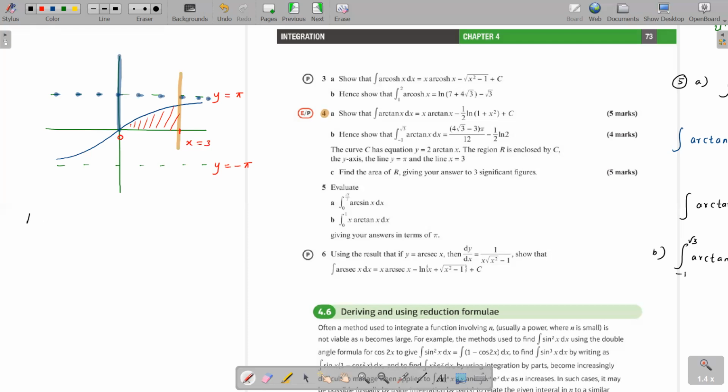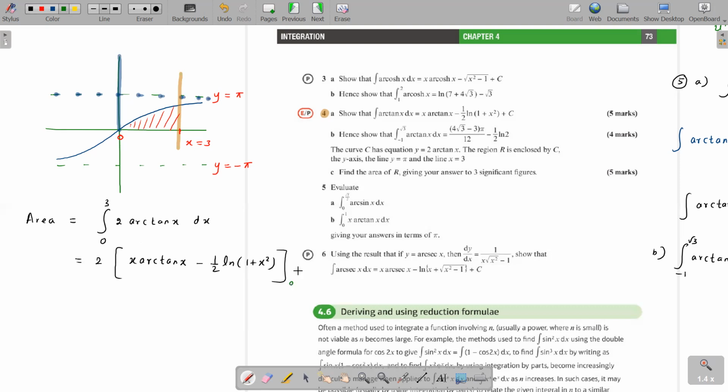So how do we find the area? Area under a curve we find by integration. Integration gives us the area. So the integration of what is the curve? 2 arctan x, from 0 to 3. So let's integrate 2 arctan x. Integration of arctan x we have already done. The answer was x arctan x minus half ln (1 plus x squared).